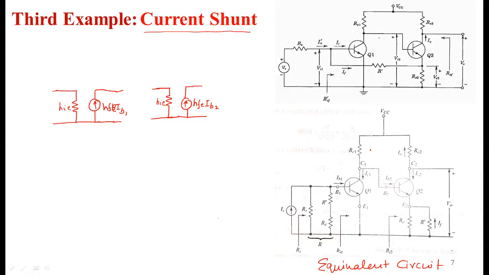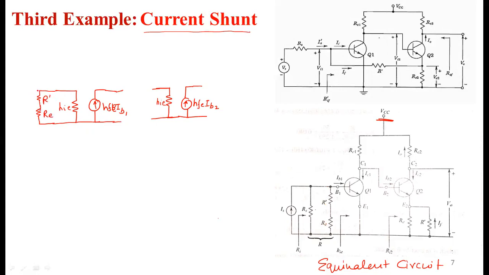Now we have to ground all the DC sources. So here we can see that this is the VCC which we have to ground. So we will do that later on. First of all, we can draw the equivalent circuit for input side. On the input side, we have connected R dash and RE. Here we have R dash and RE.